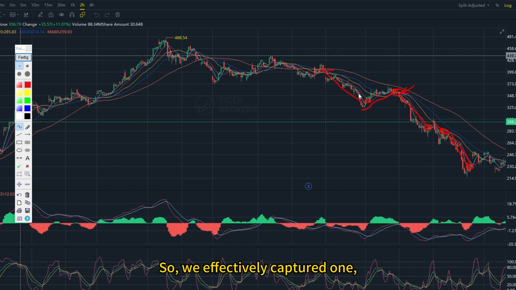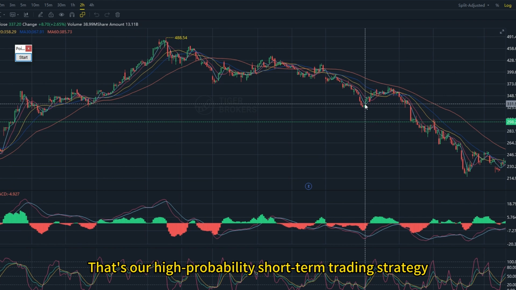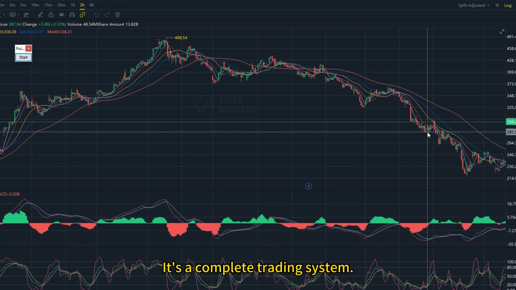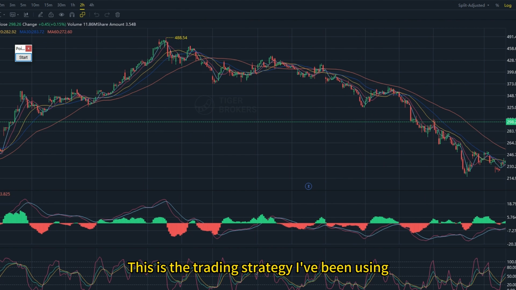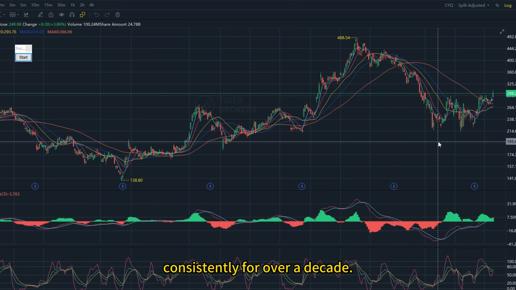So we effectively captured 1, 2, 3, 4, 5 short selling opportunities. And the cumulative profit is greater than just holding from here all the way down to this level, right? That's our high probability short-term trading strategy with a 90% success rate. It's a complete trading system. This is a trading strategy I've been using constantly for over a decade.